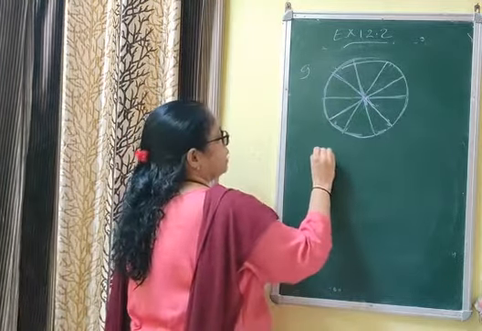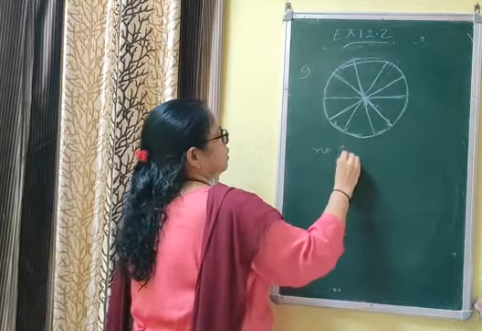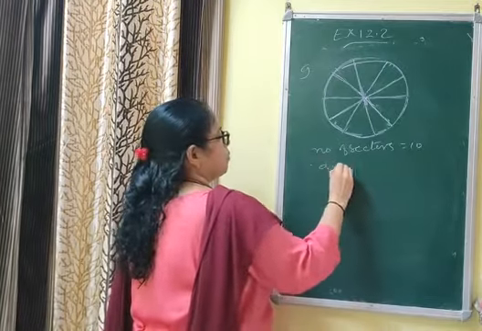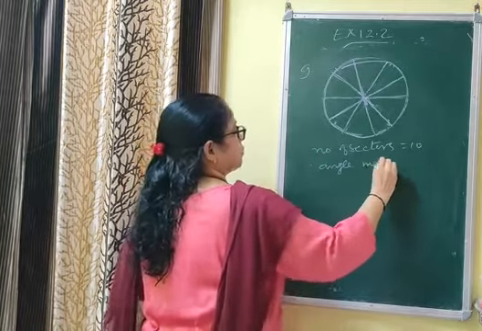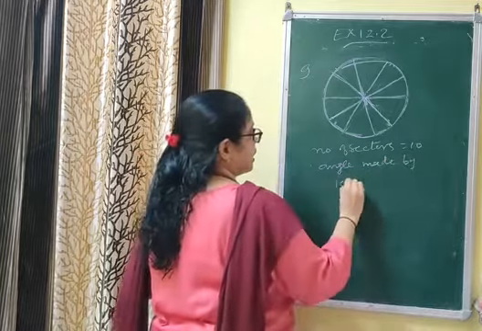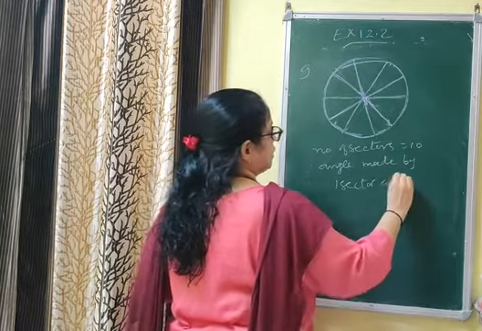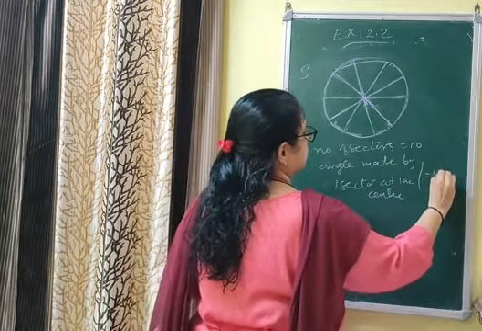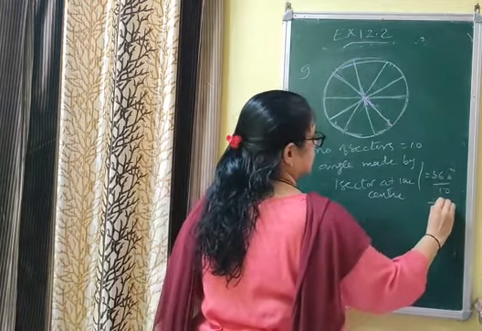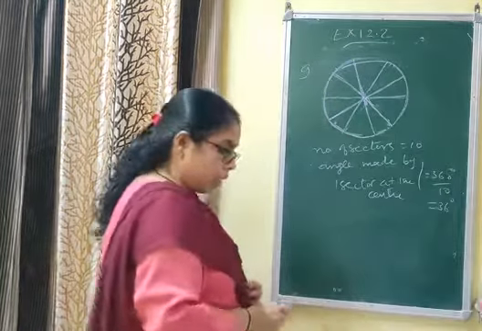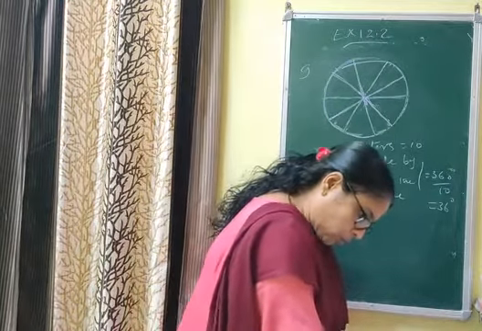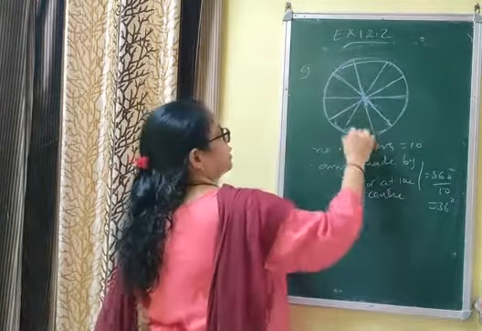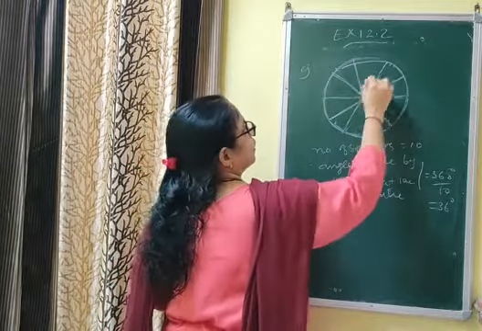That is, number of sectors is equal to 10. Therefore, the angle made by one sector at the center is equal to 360 degree by 10. That is 36 degree. Sector angle you got. Now you are asked to find the first part, total length of the wire that is used. Total length of the wire is first the circumference, and there are 5 diameters. 1, 2, 3, 4, 5.